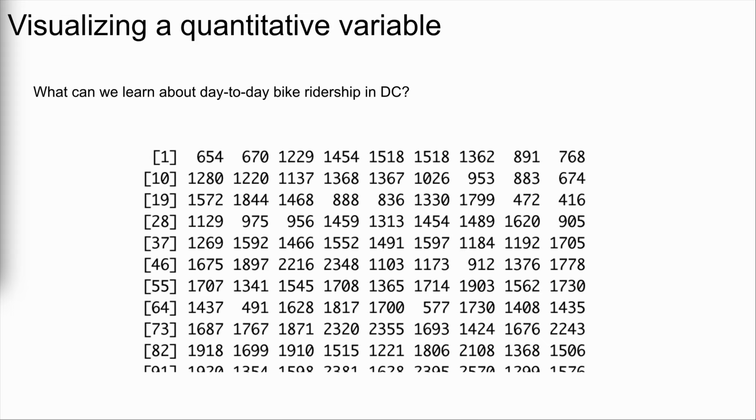Univariate summaries of quantitative variables get a bit trickier. For example, suppose we wanted to learn about the day-to-day bike ridership. To turn this pile of daily ridership numbers into information, we'll again start with visualizations. There are multiple approaches to visualizing quantitative variables, but we're going to focus on three approaches in this video.